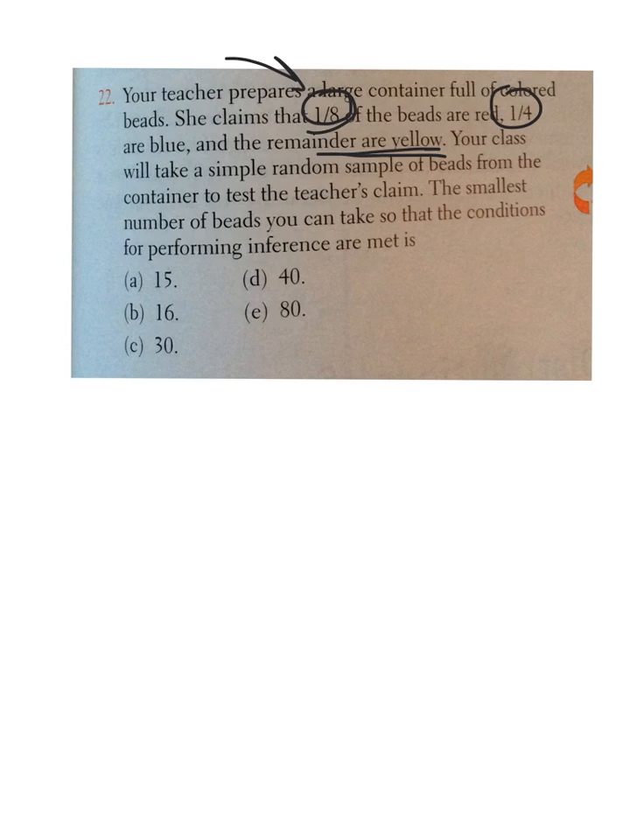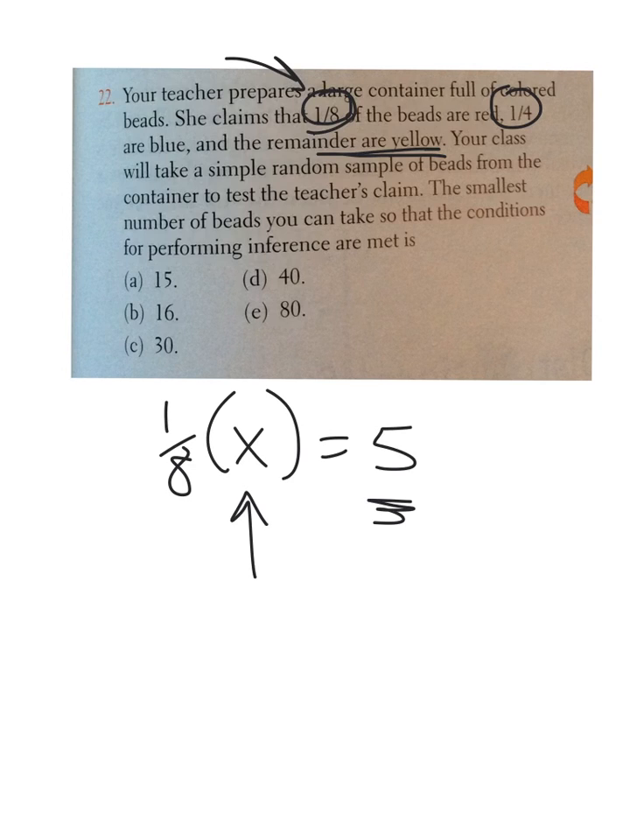So let's see, what would be the smallest number of beads where I could take 1/8 of them, and they would be red. Well, some number times 1/8 is going to give me 5. If I was lucky, it is possible that 1/8 times 40, right? 1/8 of 40 is 5, and those would all be red. That is possible. There you go. D is the answer. That would be the smallest number of beads we could sample and still get what we need.